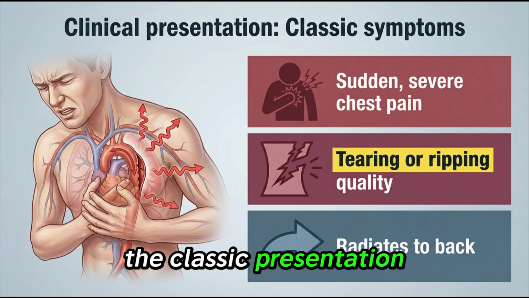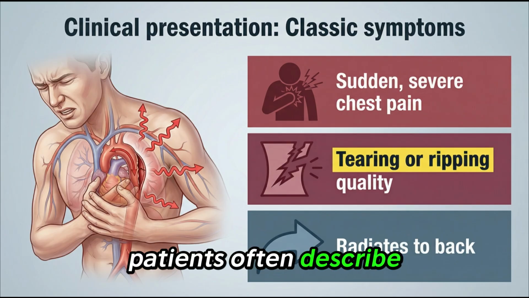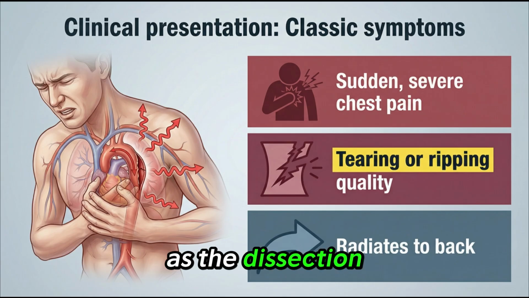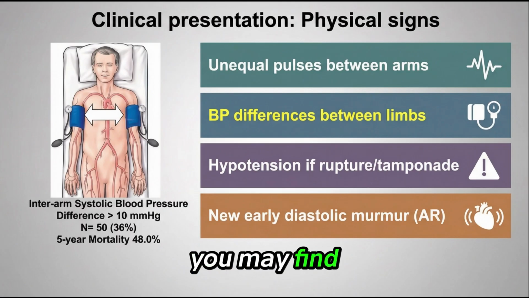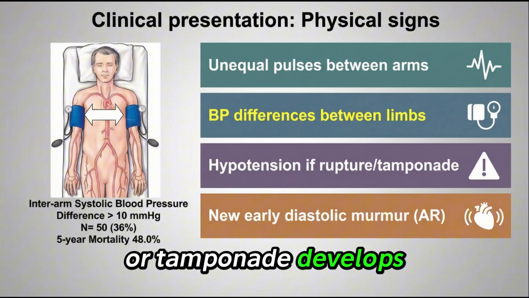The classic presentation is sudden, severe chest pain. Patients often describe it as tearing or ripping. The pain typically radiates to the back. As the dissection extends, the clinical picture changes. You may find unequal pulses between the arms, blood pressure differences between limbs, hypotension if rupture or tamponade develops.